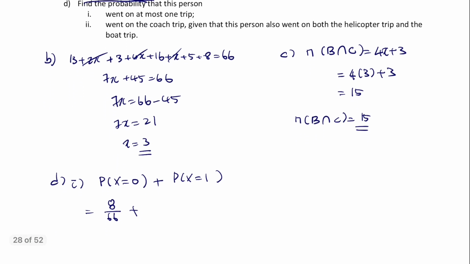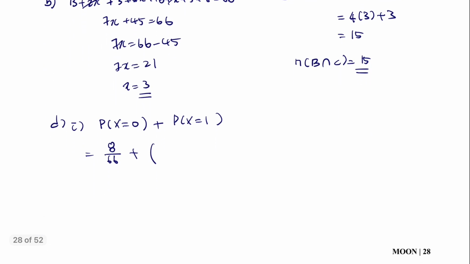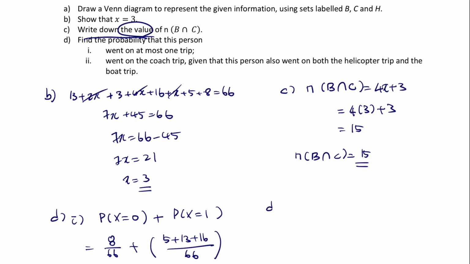And then this person went on once is referring to this part and this part here. So we can say 5 plus 13 plus 16 over 66. So this is equal to 42 over 66. Then you need to simplify this fraction, right? So this becomes 21 over 33, which is equal to 7 over 11. Okay, that's the answer.